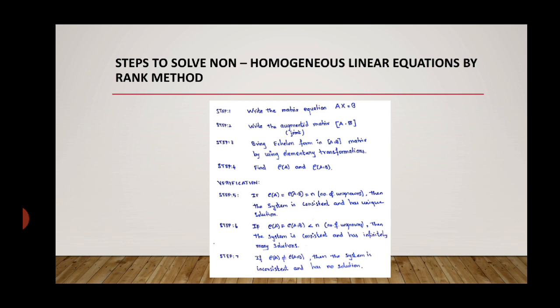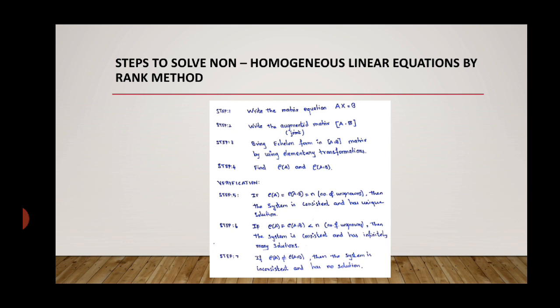First step, write the matrix equation AX equal to B. Second step, write the augmented matrix A, B, that is the joint matrix of A and B. And step 3, after writing the A, B matrix, we have to bring echelon form in the A, B matrix by using elementary transformations. Step 4, after bringing the echelon form, we have to find the rank of A and rank of A comma B. I hope you all know how to find the rank of A and rank of A comma B. And with this, we have to verify the type of solution for the given equation.